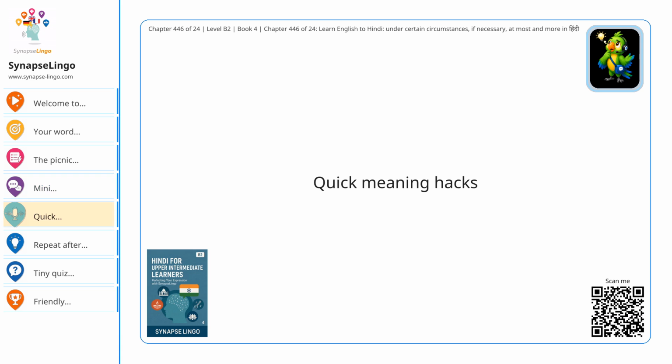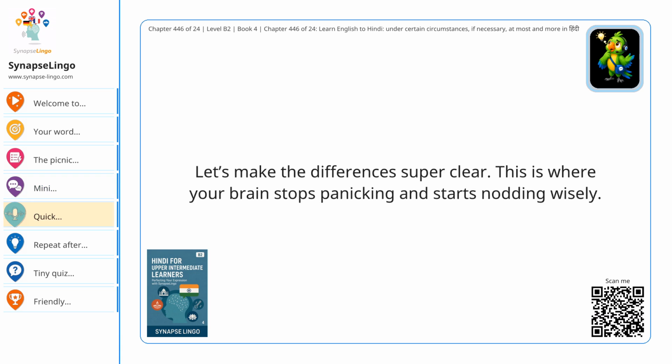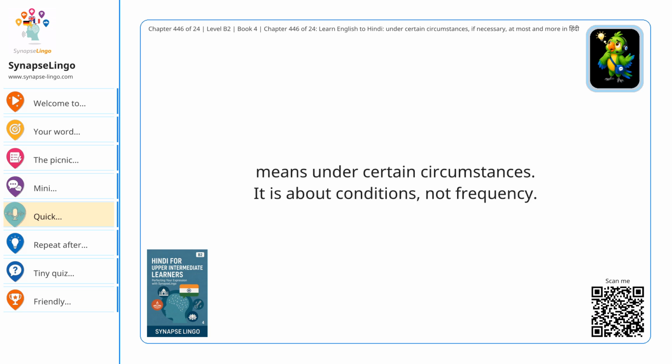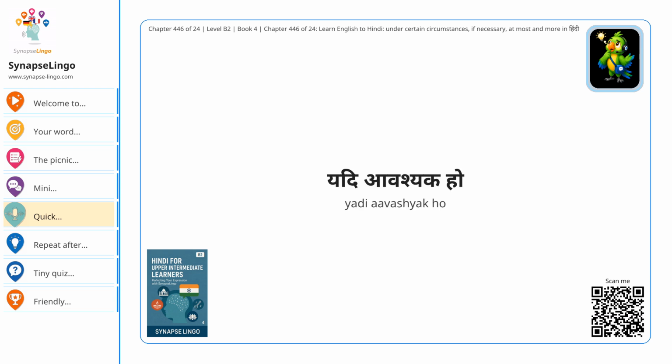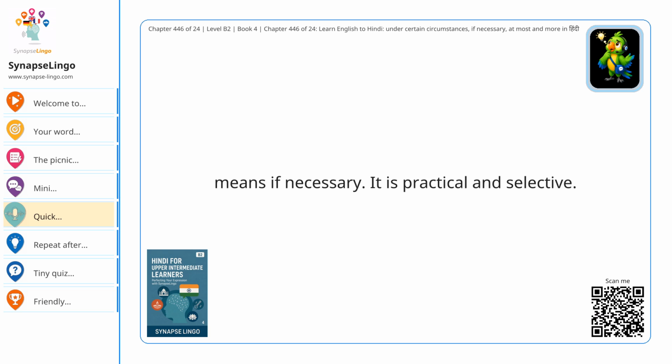Quick meaning hacks. Let's make the differences super clear. This is where your brain stops panicking and starts nodding wisely. कुछ परिस्थितियों में means under certain circumstances. It is about conditions, not frequency. यदि आवश्यक हो means if necessary. It is practical and selective. ज़्यादा से ज़्यादा means at most.